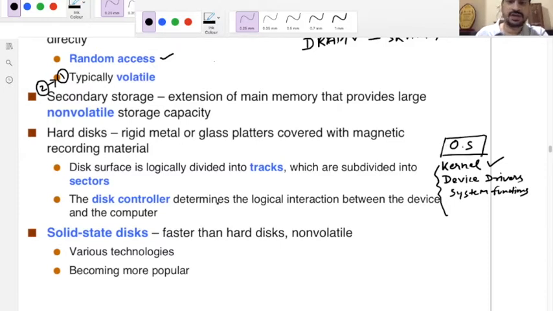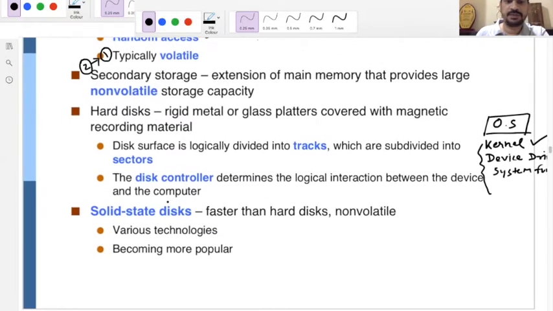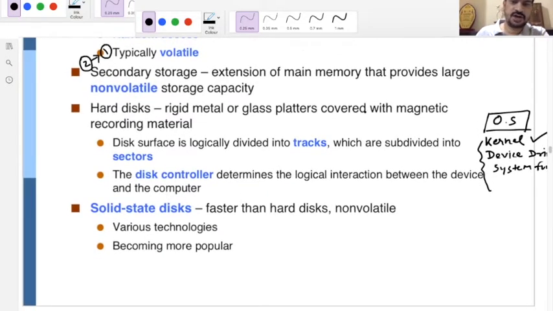We'll see what components are inside the operating system. Here, what we are learning is that we have two types of memory: the hard disk, which is called the magnetic disk, and the solid state disk, which is faster than the hard disk. It is also in the category of non-volatile memory. Non-volatile means that even if you don't supply power to the disk, the data will still be there in that system.